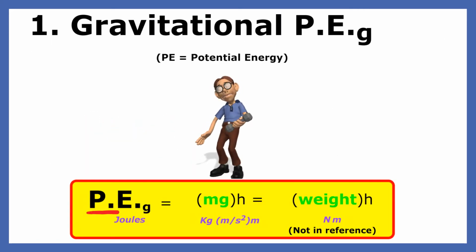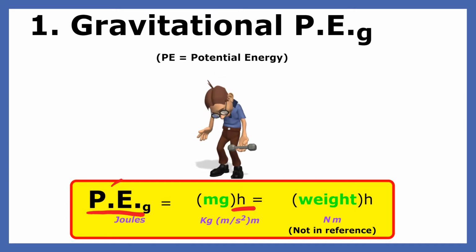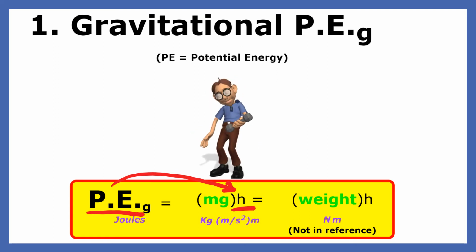As the man lifts the weight upward, he increases its potential energy. The potential energy equation shows us that the height of a mass is directly related to its potential energy. Doubling the height will double its potential energy, or stored energy.